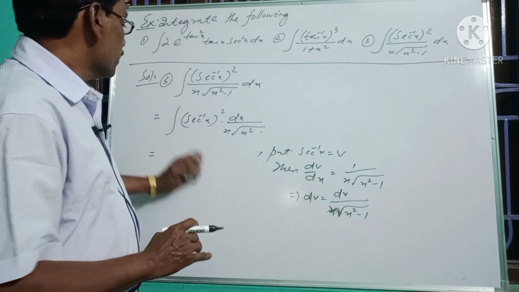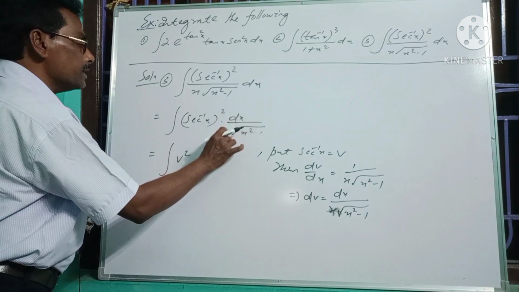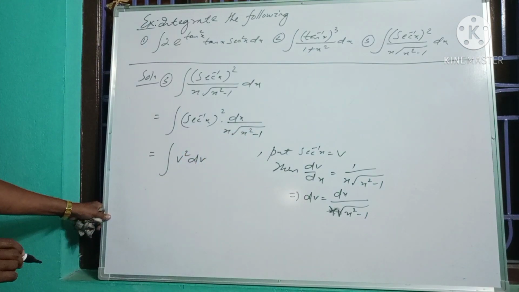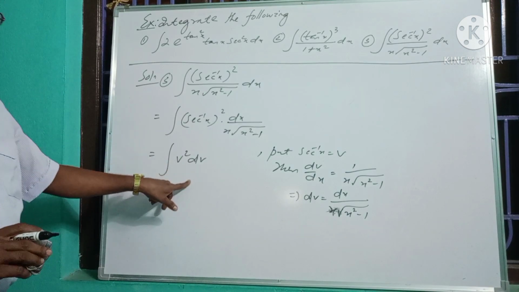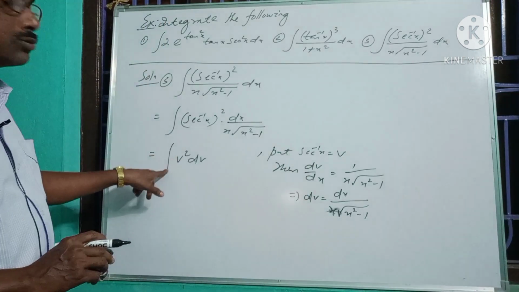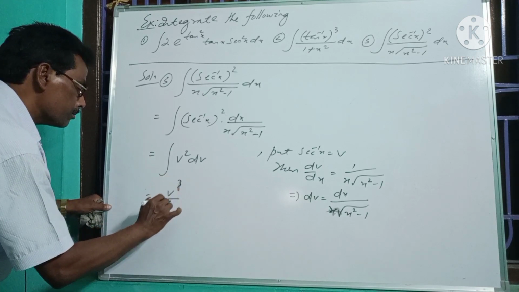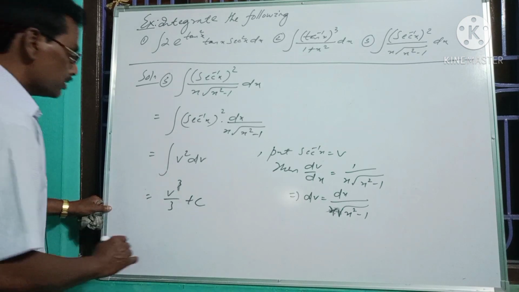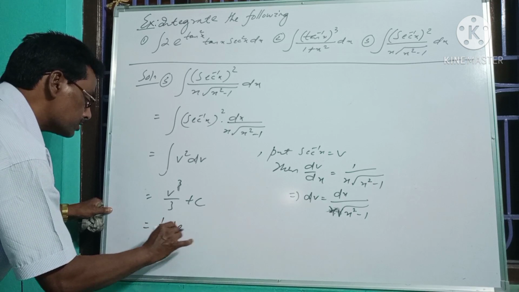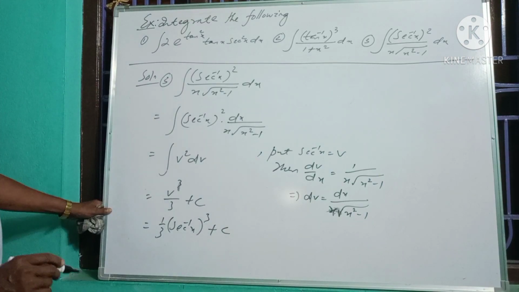So replacing in the original integral, it will give us integration of v square. In place of dx by x root of x square minus 1, it is dv. So we reached the integral, that is, integration of v square with respect to v, which is easily integrable by the process of integrating the function x to the power n with respect to x. So it will give us v to the power 3 by 3 plus c, where c is the constant of integration. So again replacing v, that is sec inverse x, we have 1 by 3 into sec inverse x whole to the power 3 plus c, where c is the constant of integration. Hence the integration is over now.